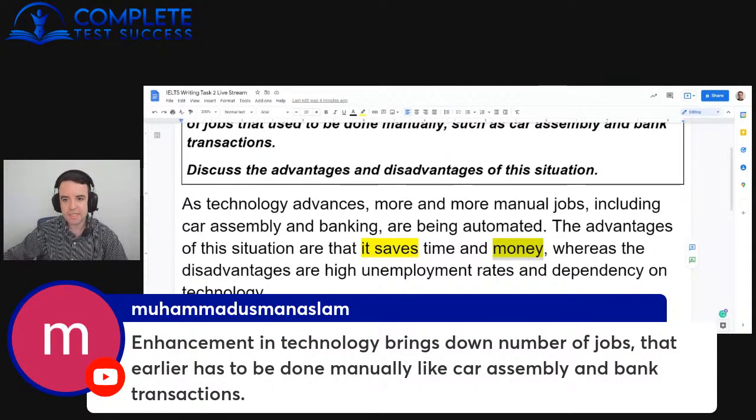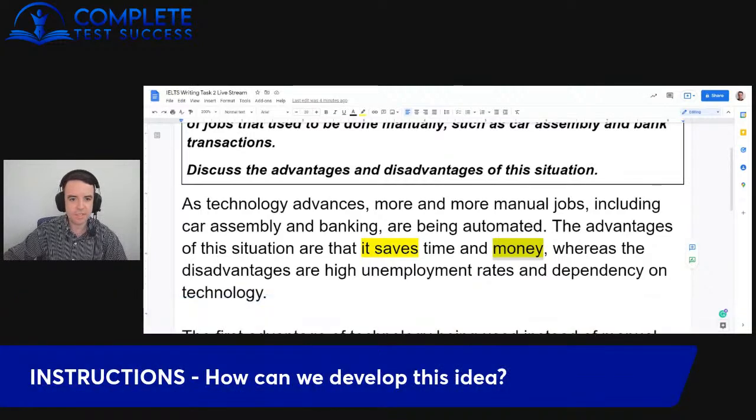Enhancement in technology brings down the number of jobs that earlier had to be done manually, like car assembly and bank transactions. So yeah, we had that idea already. Rupinder said unemployment rates. So that would be the same idea. Yep, and it is suitable.